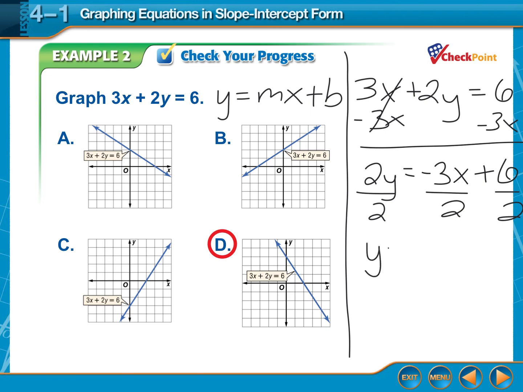Okay, so I have y equals, and remember, with slope we leave those as fractions. So I'm going to leave it as negative 3/2 x plus 6 divided by 2, which is 3. Now it's in slope-intercept form, right? Once y is by itself, it should be in slope-intercept form. Okay, so refresh, what's my slope? Negative 3 over 2. What is my y-intercept or my b? 3. Good.